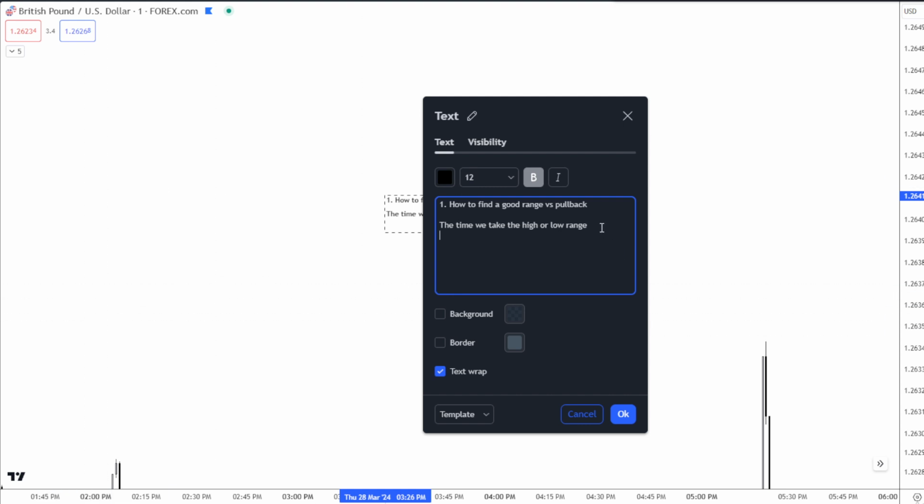Yeah, so that's basically it. The time that we take the range higher low is important. So your higher low should align with time, right? And then just trial and error.